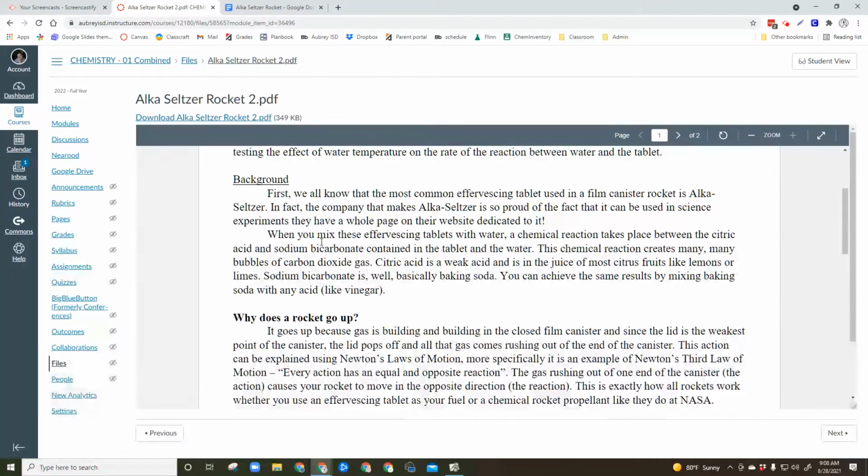Okay, so yeah. Big deal. That's just an introduction, right? That doesn't have anything to do with the actual experiment. When you mix these effervescing tablets with water, a chemical reaction takes place between the citric acid and sodium bicarbonate contained in the tablet and the water. Okay, so there it's telling us a chemical reaction takes place. That's chemistry. And it's given us names of compounds that are reacting. So that's pretty important, this information.